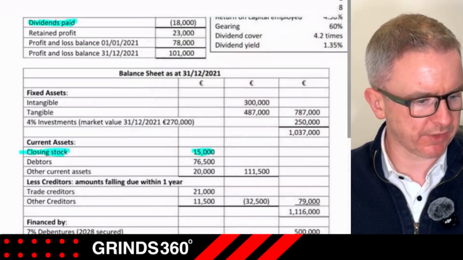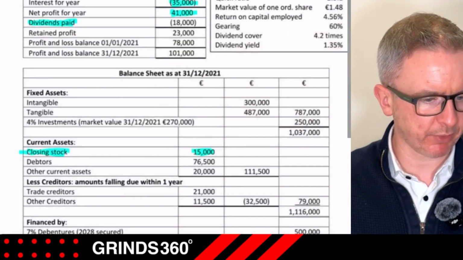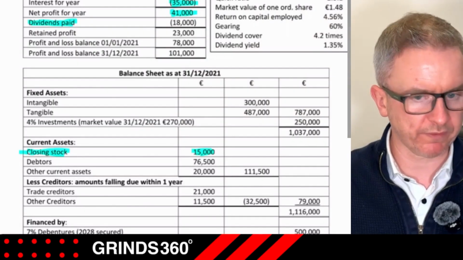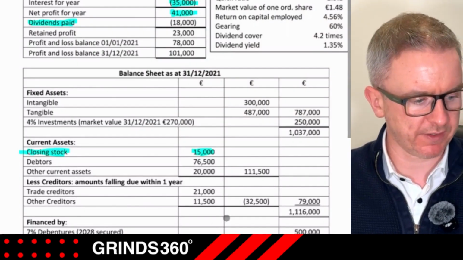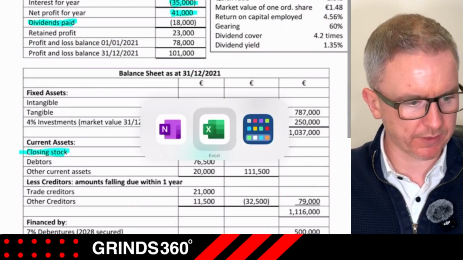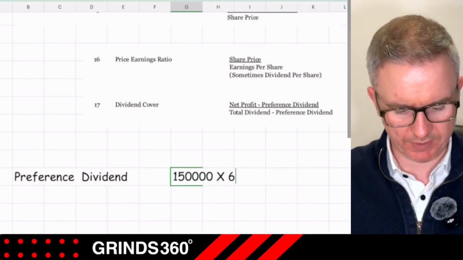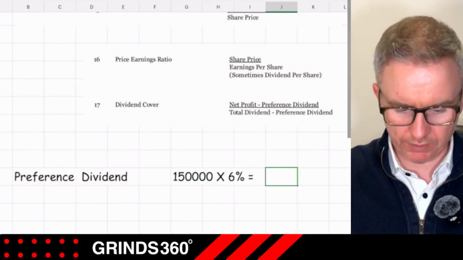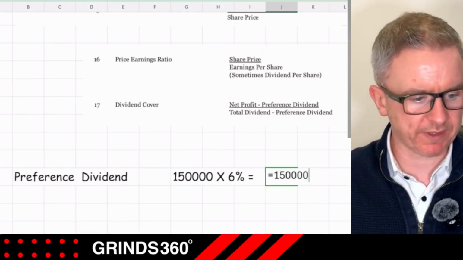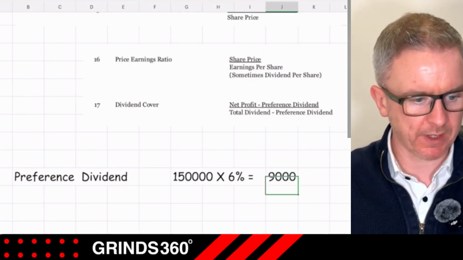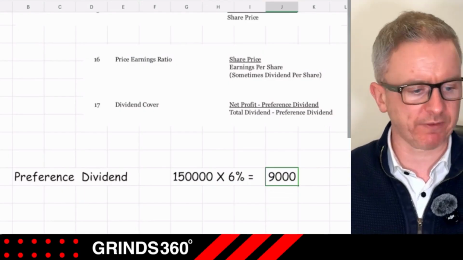So using your question, you see that there's 6% preference shares and there are 150,000 preference shares in issue. So you take your 150,000 times 6%. So all you're doing is simply trying to find out what the preference dividend is. So 150,000 by 0.06. So that's 9,000. That is the preference dividend.